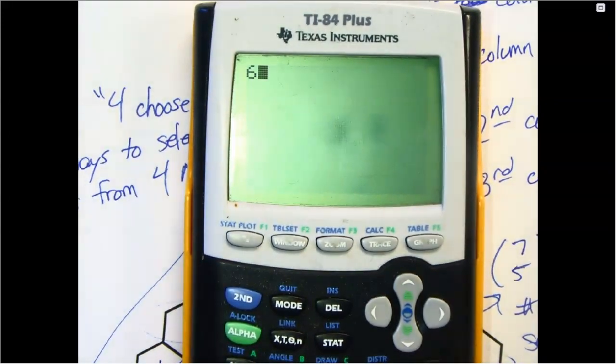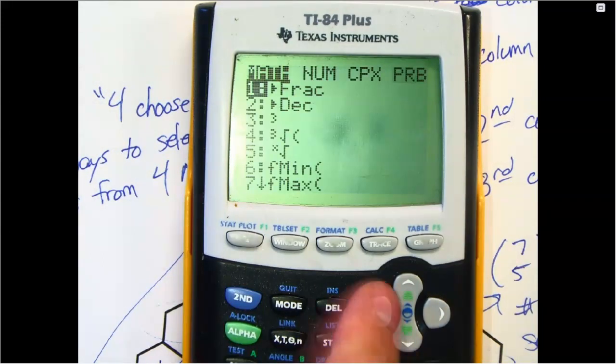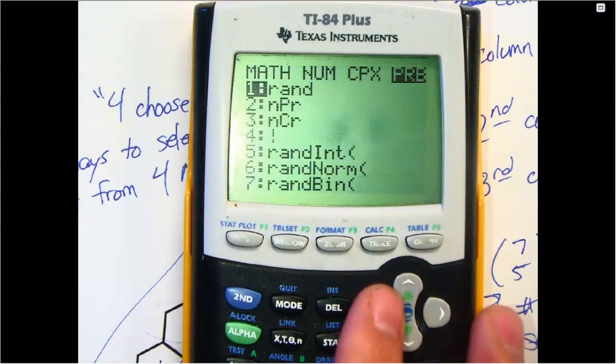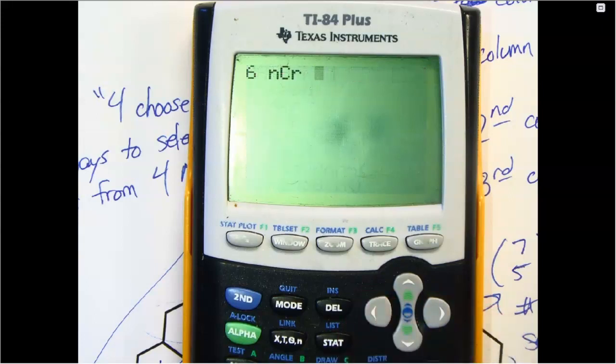Okay. So then hit math, and then go over to probability. And it's the 3rd one down there. We're not gonna use anything else in that list right now, so don't worry about getting confused with the other things. So I just said right arrow, or you can go left, whatever. I said left arrow, flip back. And then hit nCr, and then hit 3, and it'll say 20. So your calculator does this as well.